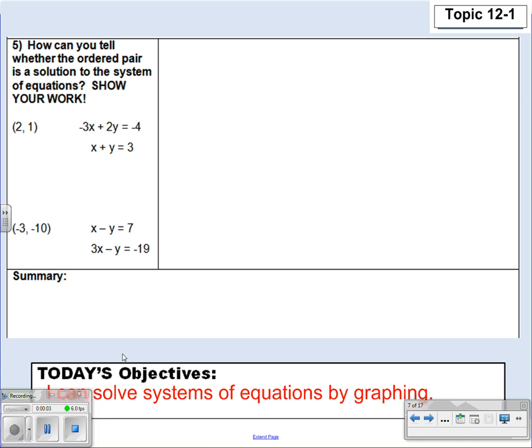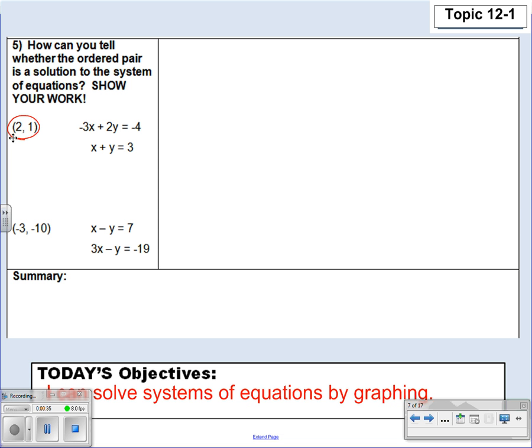This is the continuation of topic 12-1, solving systems by graphing. So now we come to a problem of how can you tell whether an ordered pair is a solution to the system of equations. So we're basically given two equations or more, but in this case we're going to have two, and we're given a possible solution. If it is a solution to the system, that means that solution must be where those two lines intersect, which means that point has to be in both graphs.